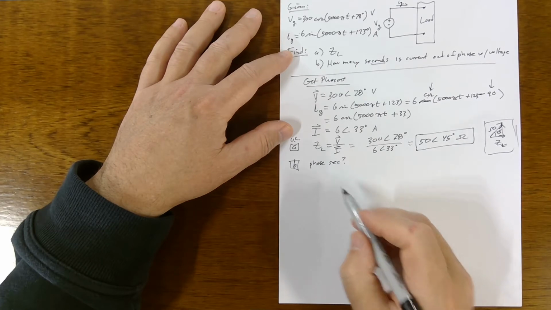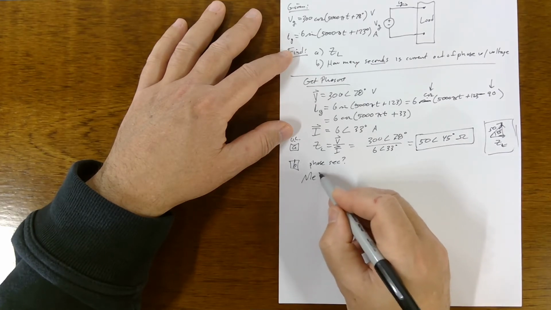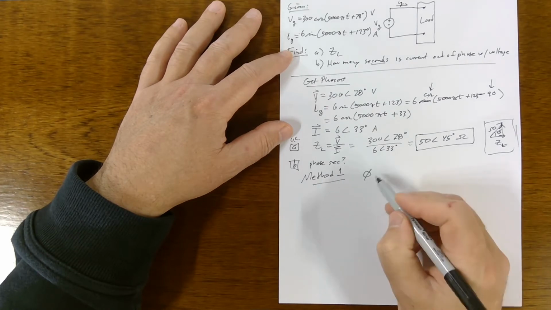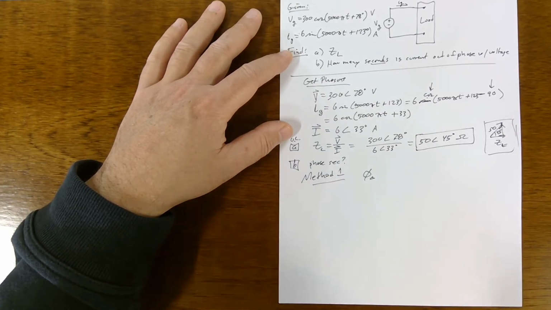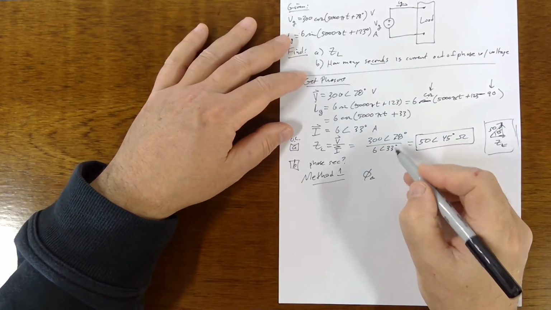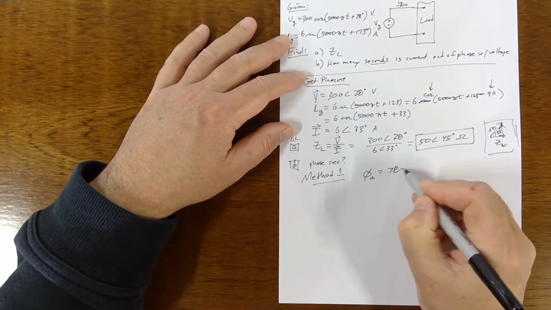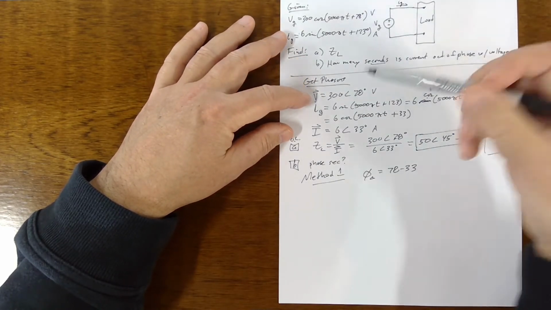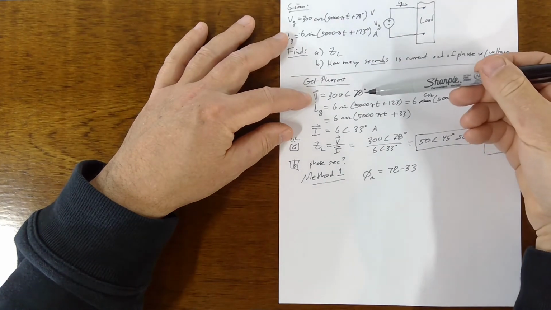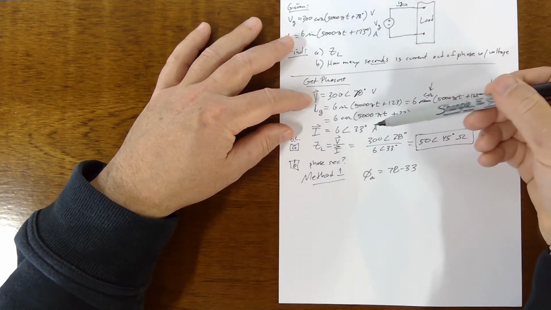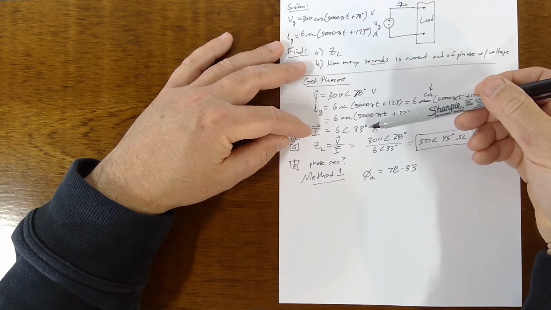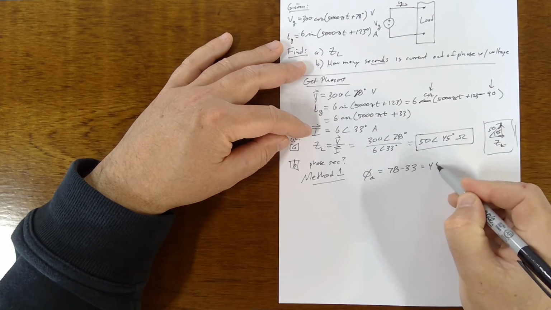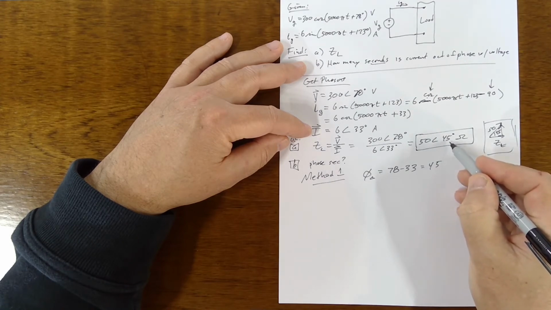So here I'll show you two ways to do this. Method one, we just calculate the phi delta, which we really already have, but the phi delta is 78 minus 33. The voltage has a phase angle of 78 degrees, and the current has a phase angle of 33 degrees. So the difference between these two is 45 degrees, which is really what the impedance already tells us.